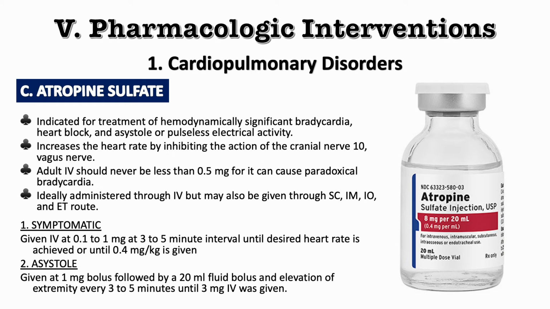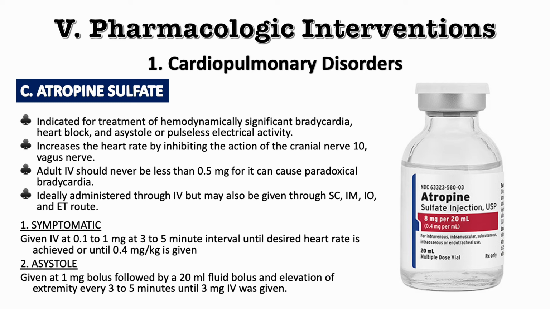Another is atropine sulfate. It's an anticholinergic drug indicated for treatment of hemodynamically significant bradycardia, heart block, and asystole or pulseless electrical activity. It increases heart rate as it inhibits cranial nerve 10 or the vagus nerve. Adult IV dose should never be less than 0.5 because it can cause paradoxical bradycardia. Ideally given IV but may also be given sub-Q, IM, IO, and ET route.